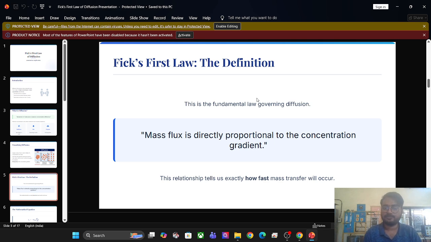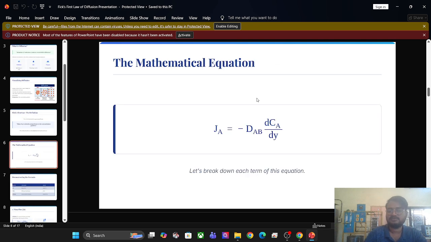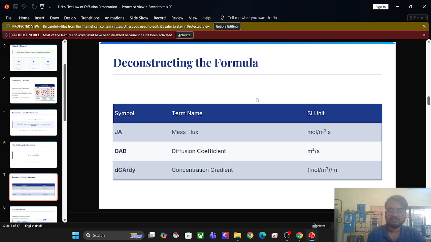Fick's first law, the fundamental law governing diffusion. Mass flux is directly proportional to the concentration gradient. This relationship tells us how fast the mass transfer will occur. This is the definition, and here is the mathematical equation for diffusion: J_A equals minus D_AB dC_A by dy. Let's break this equation down. J_A means mass flux, D_AB is the diffusion coefficient, and dC_A by dy is the concentration gradient.